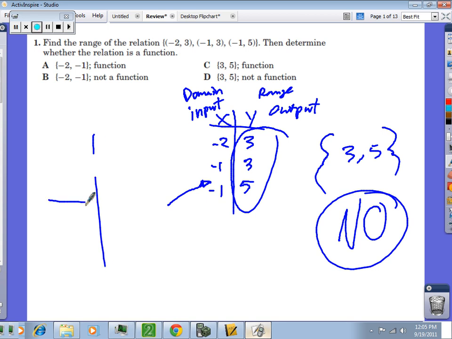Now, just look up here. If I give you a picture, because this is going to be on the test. If you've got this graph right here, and I ask you, what is the range of this graph?